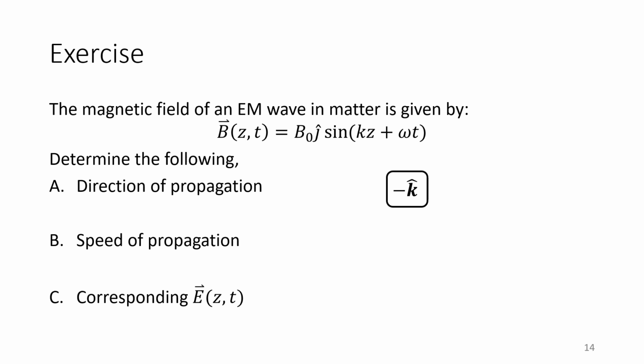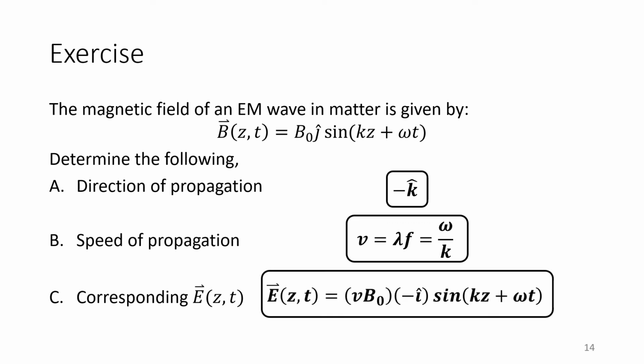For the second item, the speed of propagation is determined by dividing omega by k, and this is already an expression that we know, so it's just a recall question. Finally, the right-hand rule indicates that E should point in the negative x direction, and its magnitude is just B naught multiplied by the wave speed from the relationship E is equal to cB. Or in this case, since you're traveling in matter, c is replaced by v. The complete electric field expression is then just equal to v B naught times negative i hat sine (kz plus omega t).